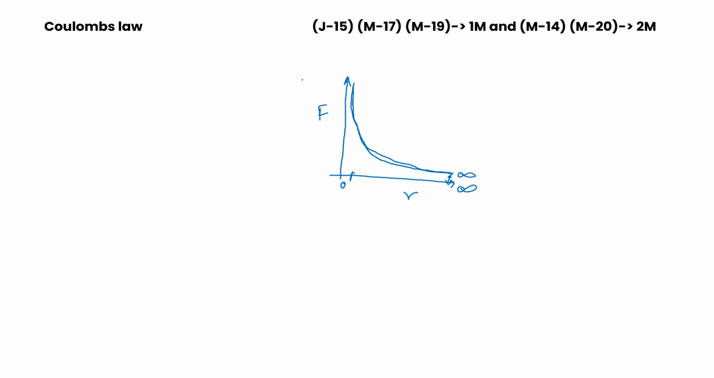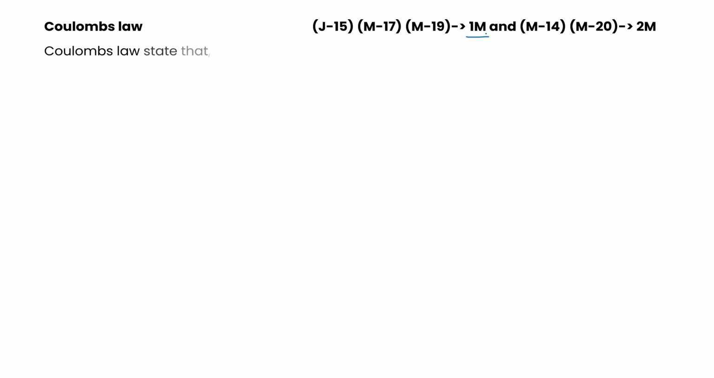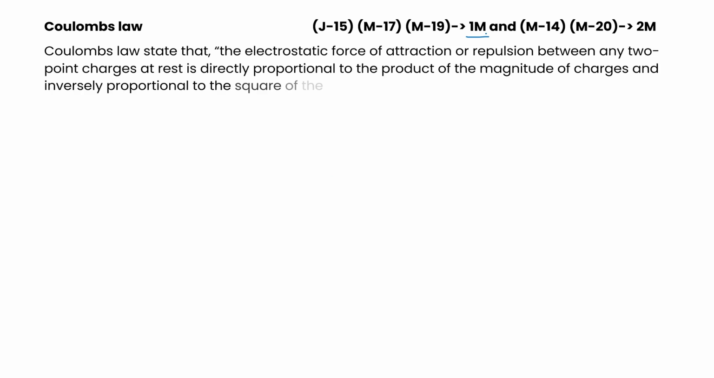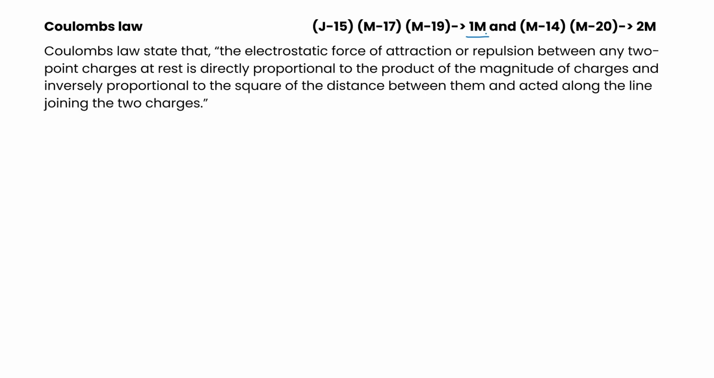Okay, so let's see the statement, what you can write and how you can achieve 1 mark here. Coulomb's law states that the electrostatic force of attraction or repulsion between any two point charges at rest is directly proportional to the product of the magnitude of charges and inversely proportional to the square of the distance between them, and acts along the line joining the two charges. For Karnataka students, you must write this statement exactly. At the end of the statement, you must mention the line joining two charges.